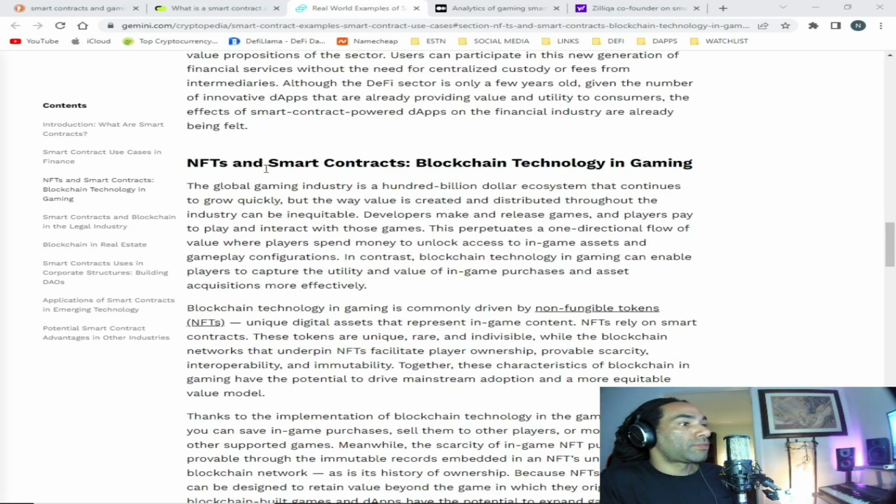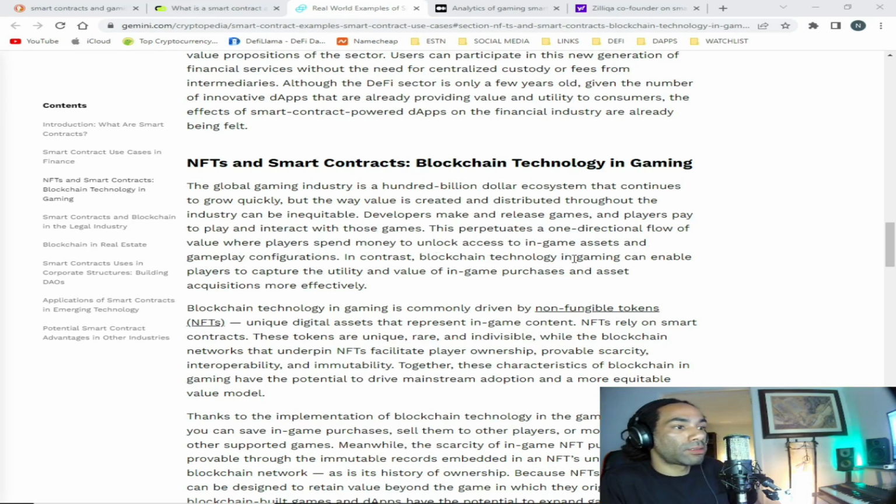So here is NFTs and smart contracts, blockchain technology in gaming. The global gaming industry is a $100 billion ecosystem that continues to grow quickly. But the way value is created and distributed through the industry can be inequitable. Developers make and release games, and players pay to play and interact with those games. This perpetuates a one-directional flow of value where players spend money to unlock access to in-game assets and gameplay configurations.